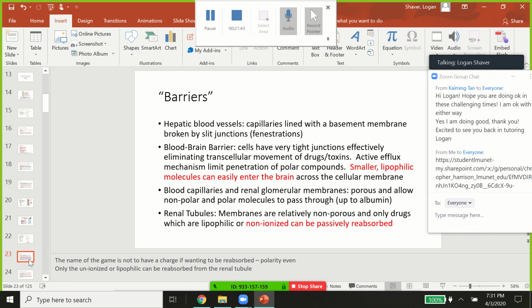And the reason for that is because it's not fenestrated at all. It's very locked out. I mean, it even has those astrocytes with those little foot processes all over these things. So it makes total sense that it has to be a really small, very fat-loving molecule in order to get there. Now on to renal tubules. In order for the renal tubules to take that up, it has to be non-ionized. So if it's non-ionized, it can be passively reabsorbed. Of course, that just means reabsorbed with no energy.